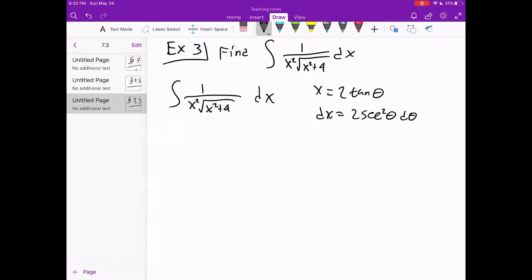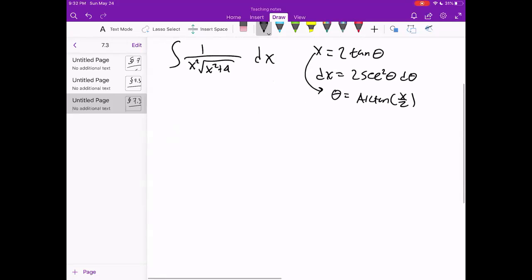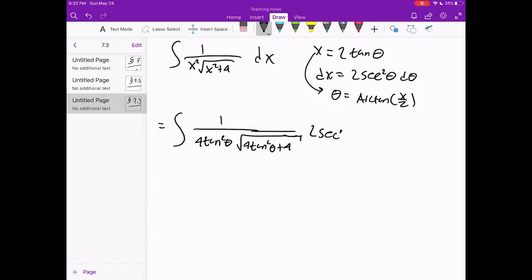I'm going to go ahead and solve this one for theta. Theta is equal to the arctan of x over 2. We're going to need that later, just not now. I'm just getting it ready. Okay, so let's put all of this together. So this integral then is the integral of 1 over x squared, which is 4 tan squared theta, times the square root of 4 tan squared theta plus 4. Dx is 2 secant squared theta d theta.